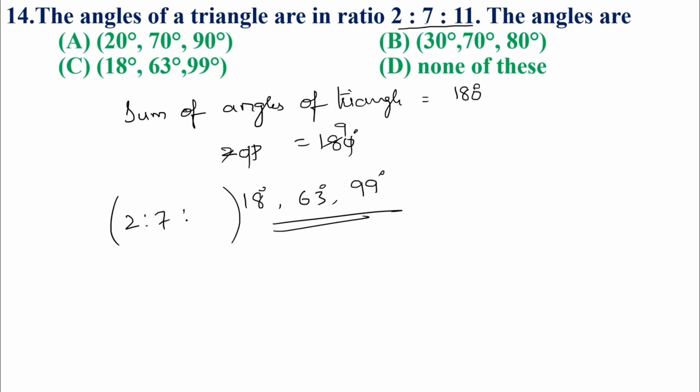Two is to 7 is to 11. So the option is 18 is to 63 is to 99.